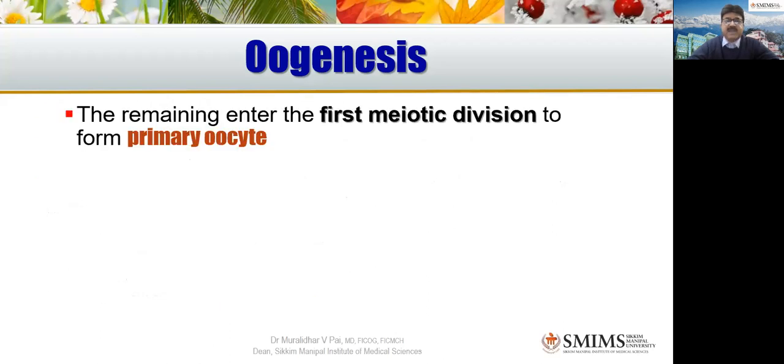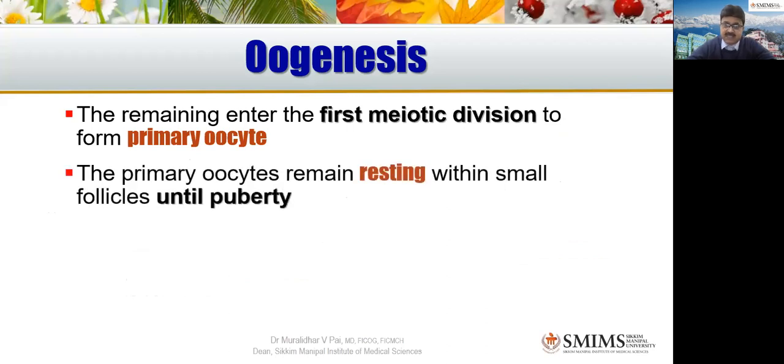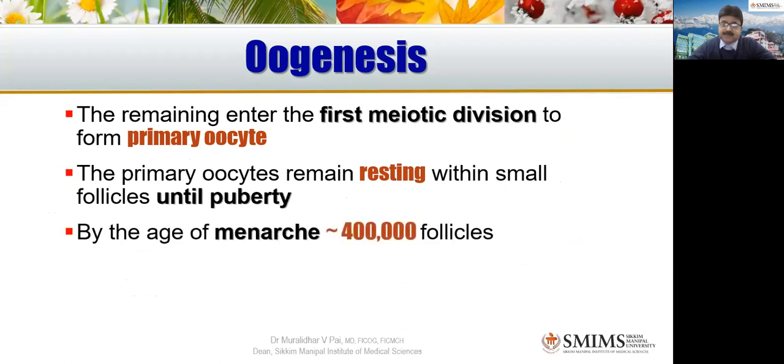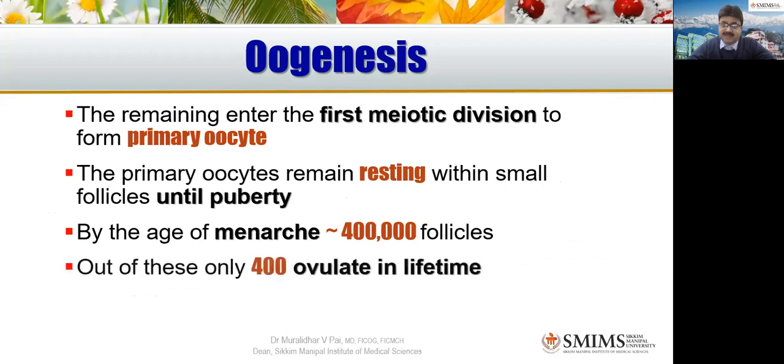Then what happens? The remaining enter the first meiotic division to form the primary oocyte. When they are primary oocytes, the first meiotic division has already taken place. The primary oocyte remains resting within small follicles until puberty. By the age of menarche, approximately we'll have 400,000 follicles. But out of this, only 400 ovulate in a lifetime. From 400,000, only 400 ovulate, the remaining will simply be wasted or they undergo atresia.